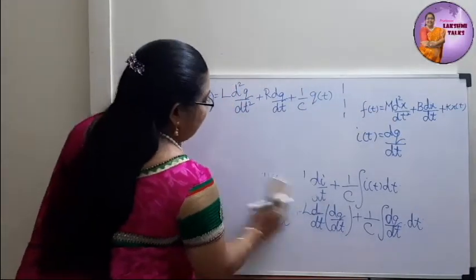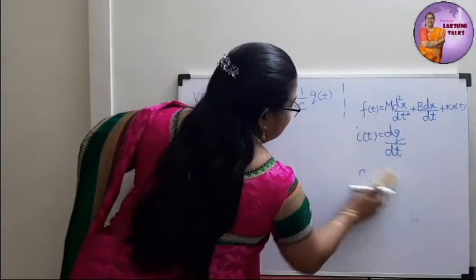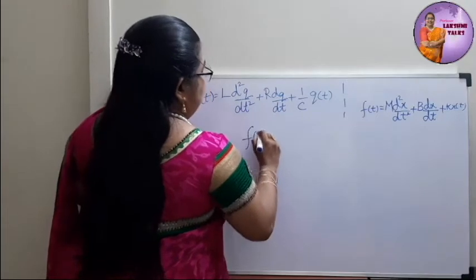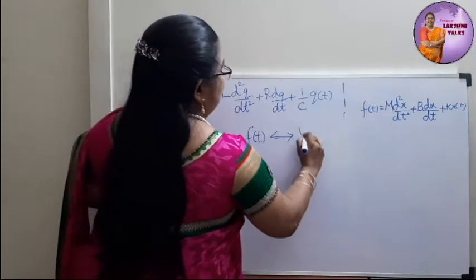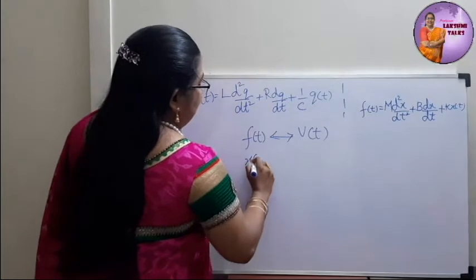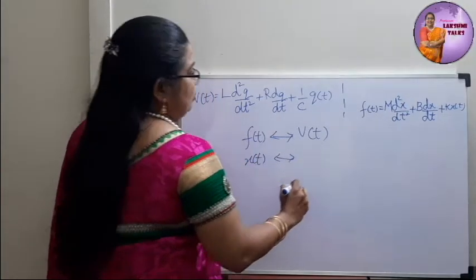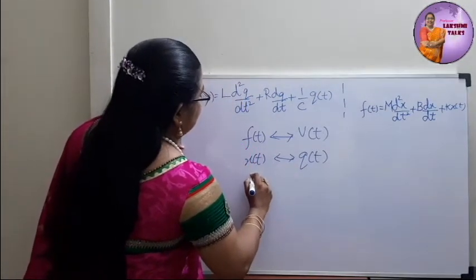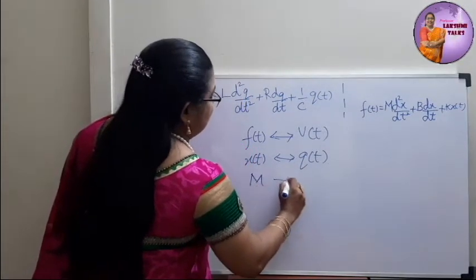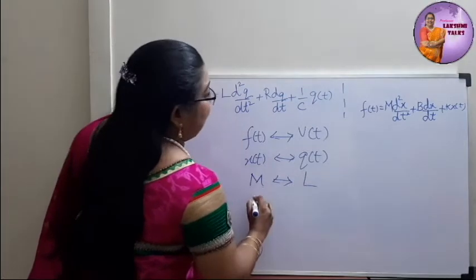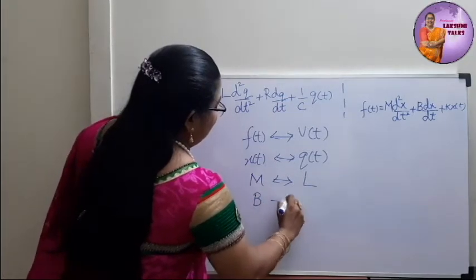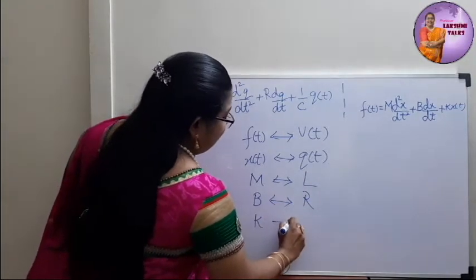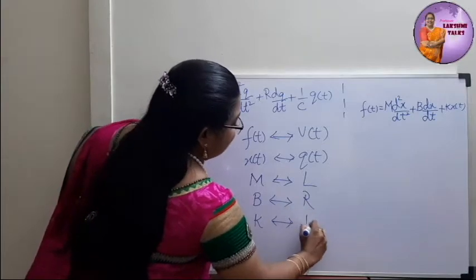Now we'll write the analogy between force and voltage. So what is it? F of t in a mechanical system is equivalent to the voltage V of t, and the displacement x of t is equivalent to the charge q of t. Then the mass is equivalent to inductance L, and the damping coefficient B is equivalent to R, and the spring constant K is equivalent to 1 by C.